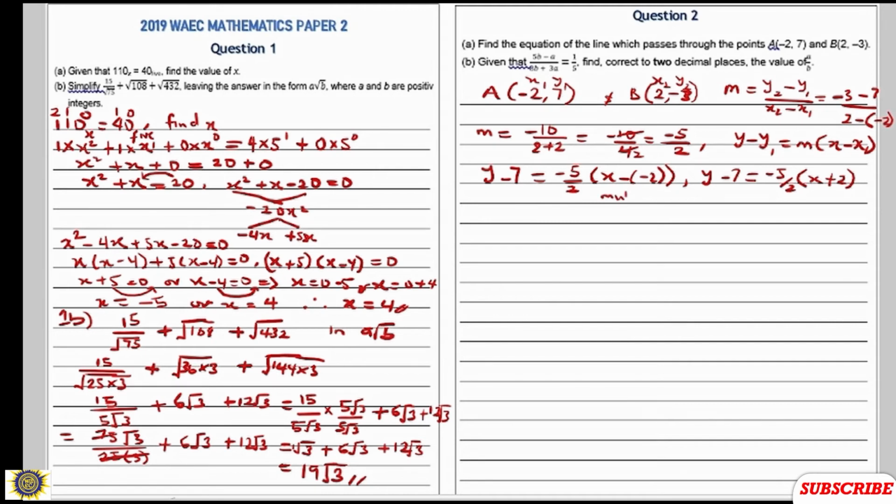Multiply 2 by 2. So when you multiply 2 by 2 now, everything here becomes multiplied by 2. It will be 2y, and 7 multiplied by 2 will be 14, so minus 14.